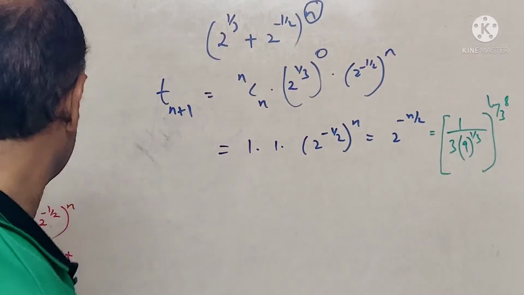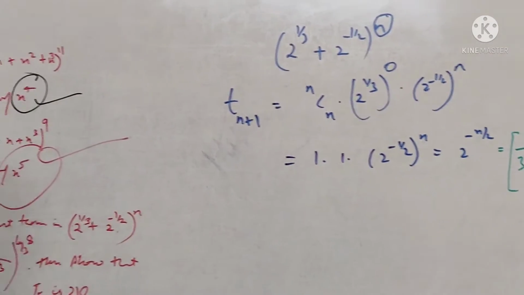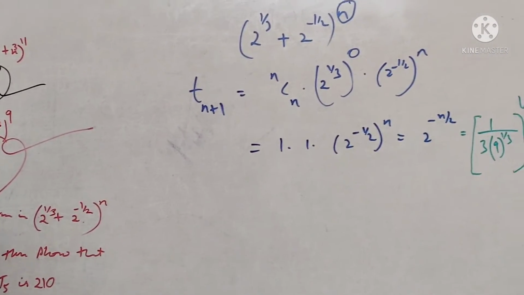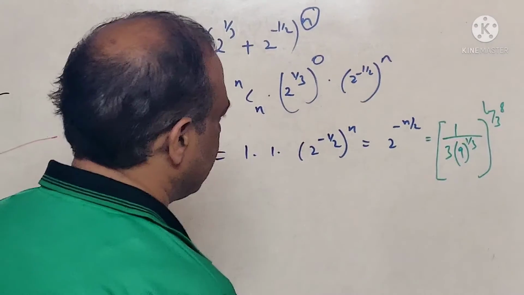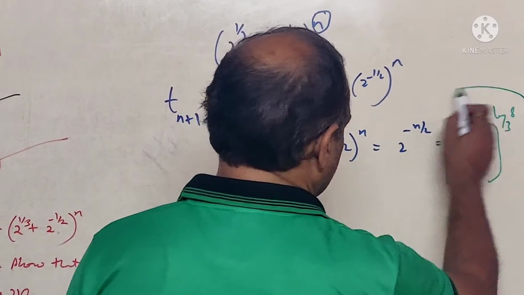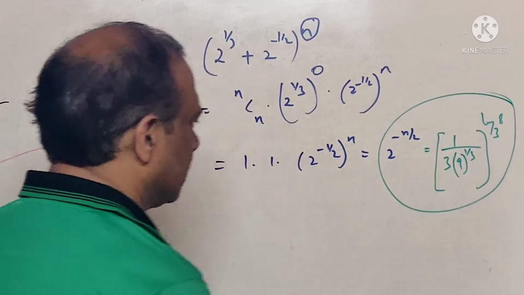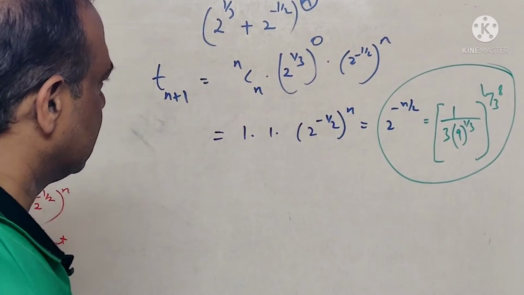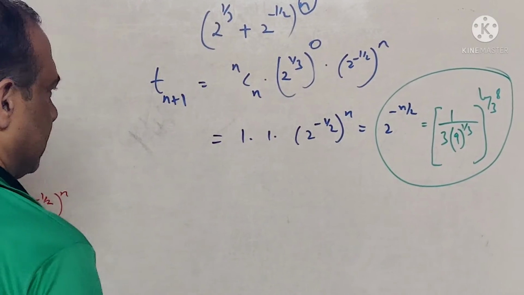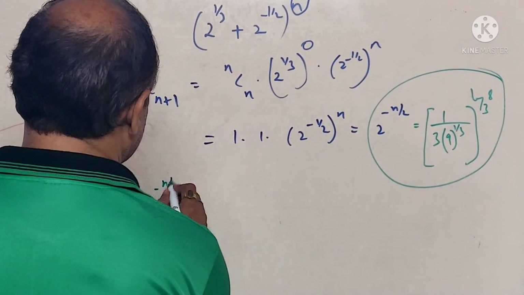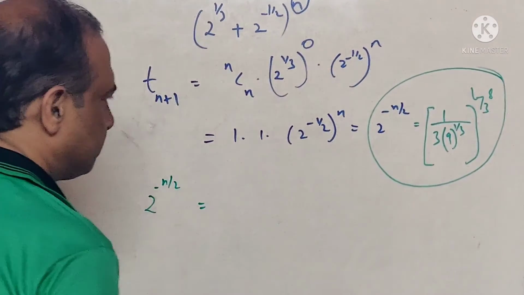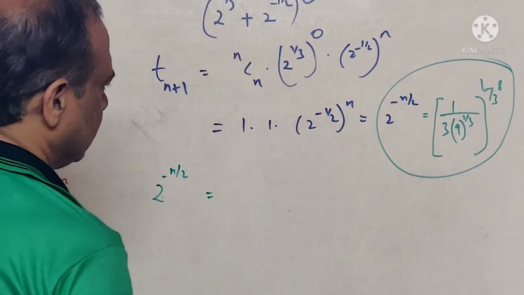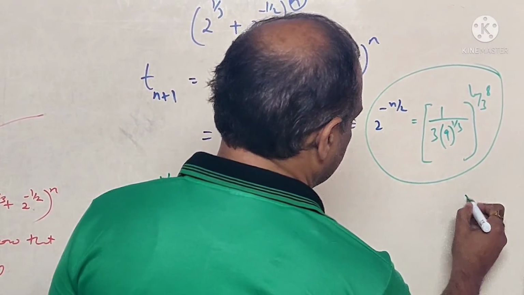Then you have to find out the T5. Now this is the question. Right? Now what you have to do is compare these two terms. But the thing is how you will compare these things. Just let's try it and see what we can do. This is 2 raised to power minus n by 2 is equal to how much? Let's solve this part. This is 9 power 1 by 3.